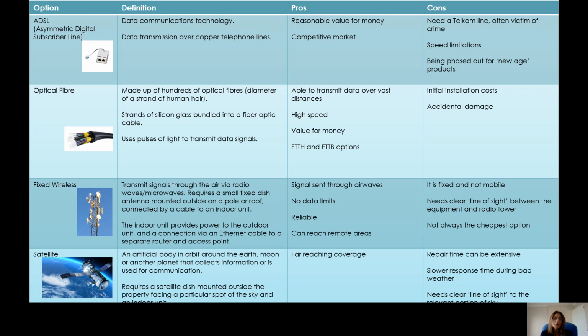The other connectivity option is obviously the cell phone, which is mobile, it's convenient, it's easy to move around, but you really need to weigh up the cost factor as well, because it may be more effective to look at one of these alternative options or a combination for your business, depending on the kind of things that you do.